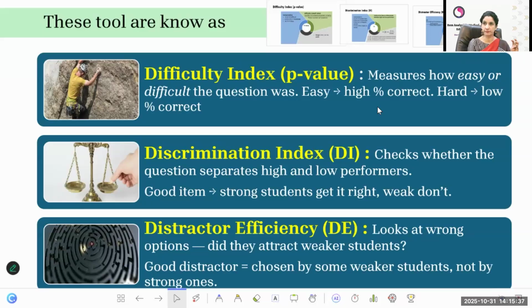So Dr. Jalinder is asking how to decide about the upper group and the lower group.